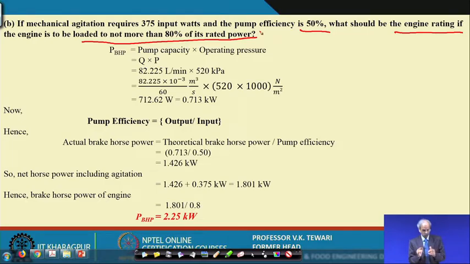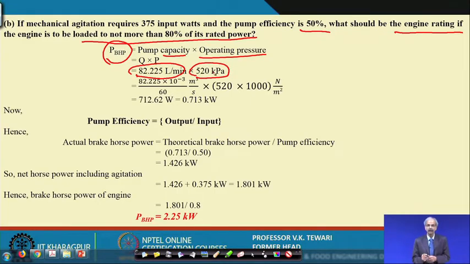Very nicely worded problem. You are talking of the power, BHP. Now, the pump capacity and the operating pressure give the power. The pump capacity you have already found out from the other side, and the operating pressure is mentioned, 520 kilopascal. So, taking care of the units, what you get is this kilowatt, this is the power.